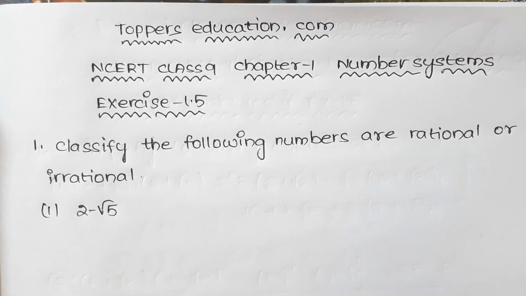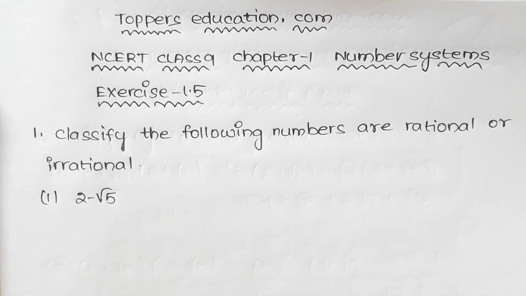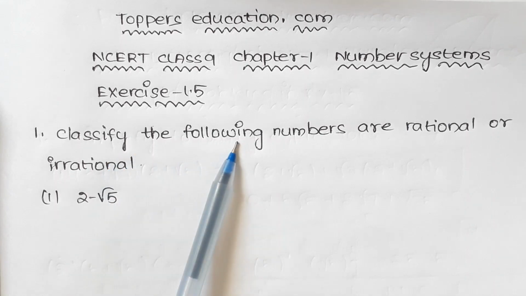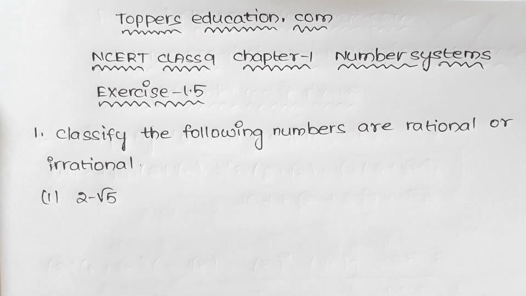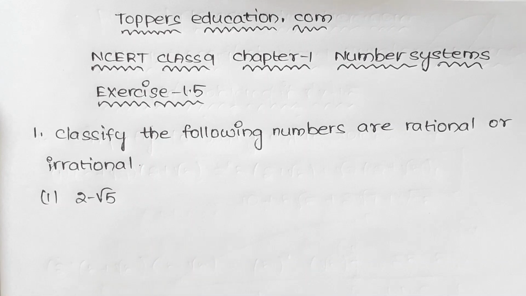In this video, we are going to discuss NCERT Class 9 Chapter 1, that is Number Systems. In this chapter, we will discuss Exercise 1.5. Now let us see some of the problems in Exercise 1.5. First one: classify the following numbers as rational or irrational numbers. They have given some expressions. Now let us check whether the given numbers are rational numbers or irrational numbers.